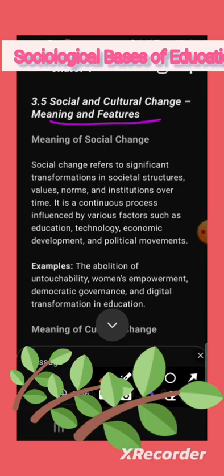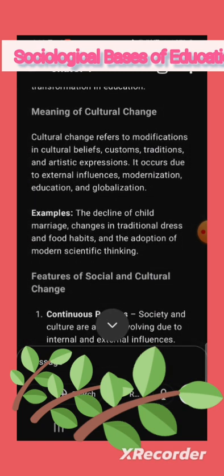Examples of social change: the abolition of the caste system in many parts of India, the introduction of democracy and constitutional rights, the transformation of joint families into nuclear families due to urbanization, the increased participation of women in the workforce. Meaning of social change.